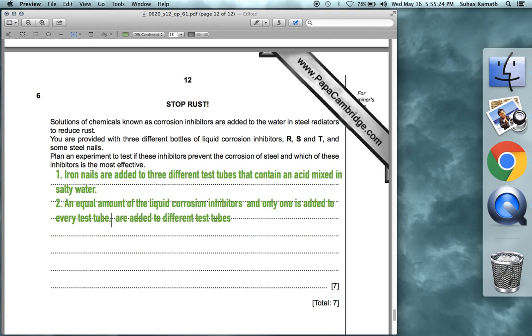Test tube. And all of these are not needed. So number 3 is out. Oh, I guess I put a double space here. Note that. Only one is added to every test tube.